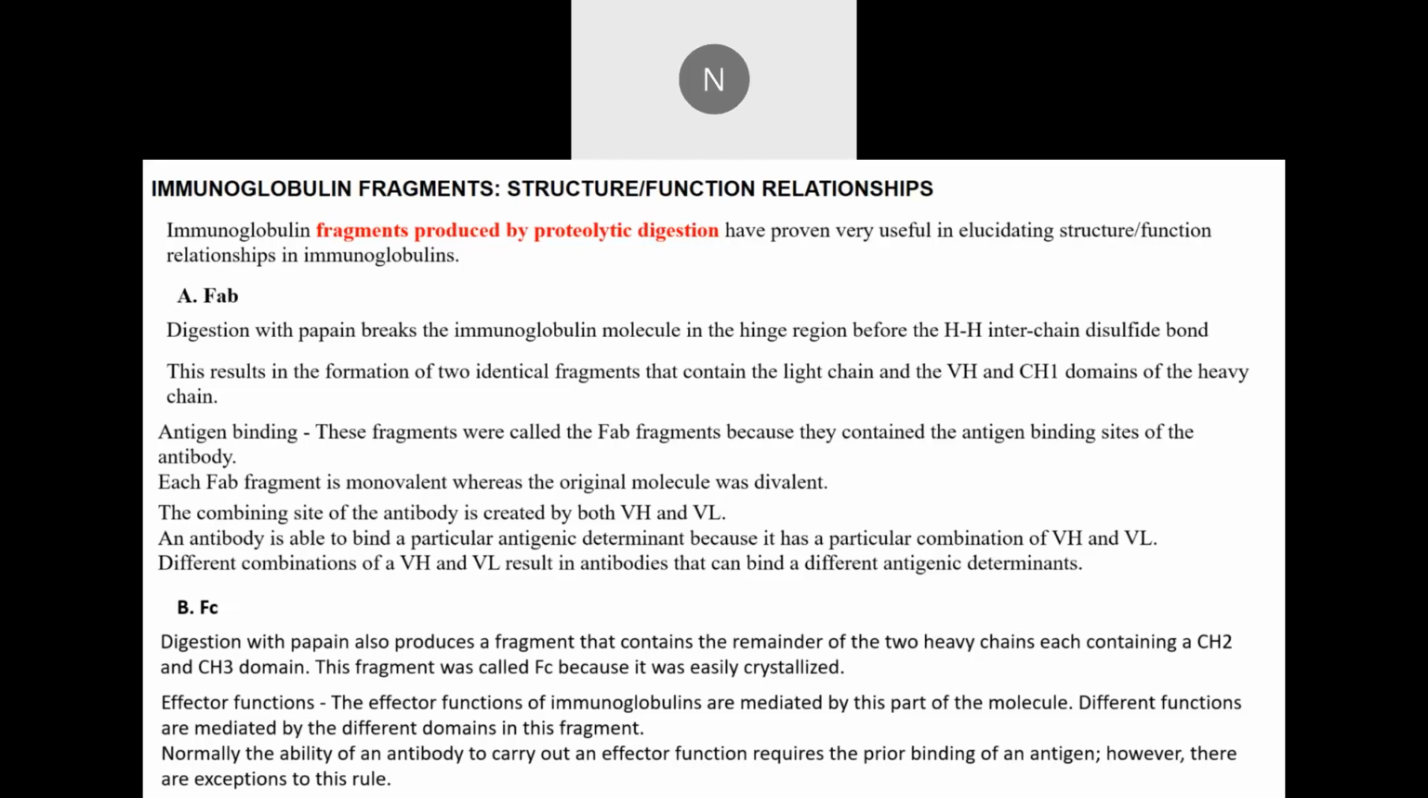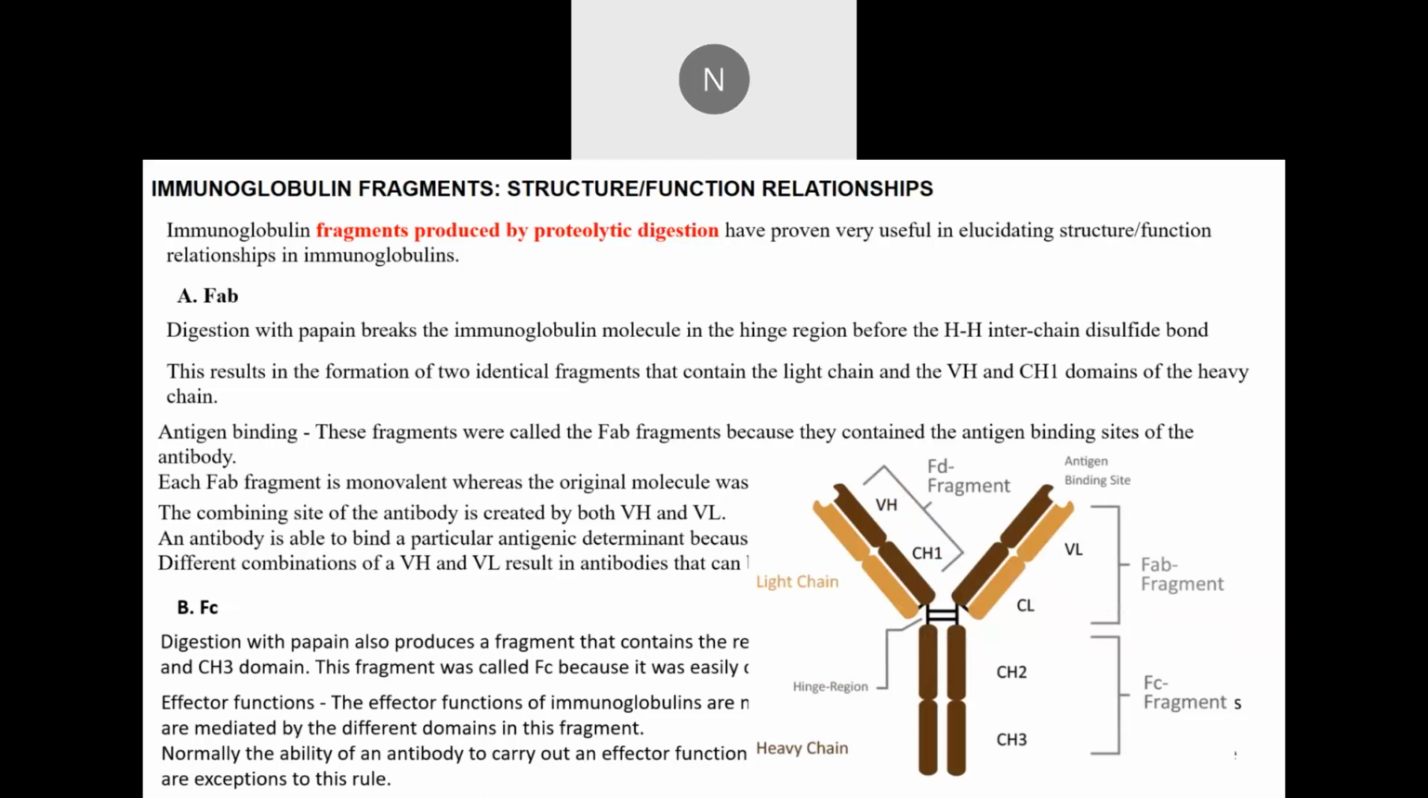The effector function of these immunoglobulins is mediated by this part of the molecule. The Fc part alone causes the effector function, and normally the ability of the antibody to carry out an effector function requires the prior binding of antigen. So once the antigen comes and attaches itself to the antigen binding site, the Fc part is stimulated to cause the required effect. You can see this picture to understand that.